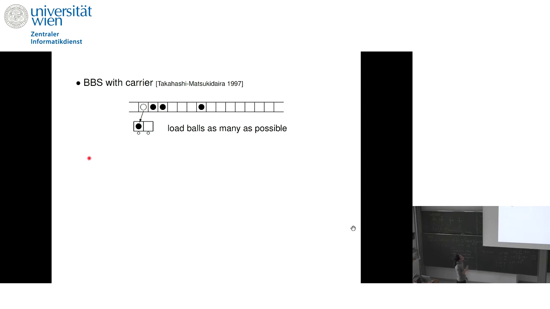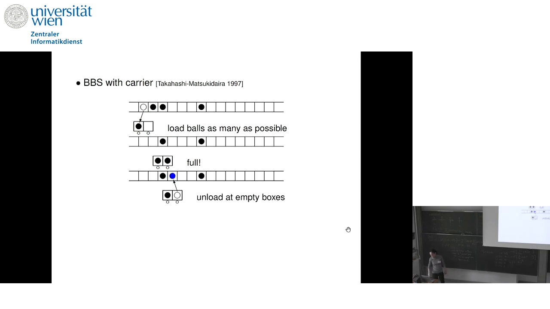So we consider the box-ball system with carrier. We introduce a carrier with finite capacity. In this case, the capacity is 2. So what happens is that this carrier comes from left to right. And if this carrier looks at a box and the carrier has an empty part, it loads the ball and goes to the next box. So in this case, by picking up two balls, it is full. So it cannot load a ball anymore.